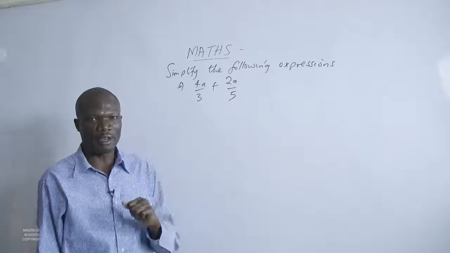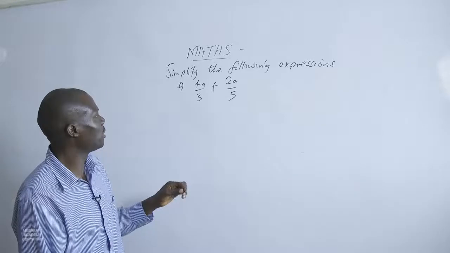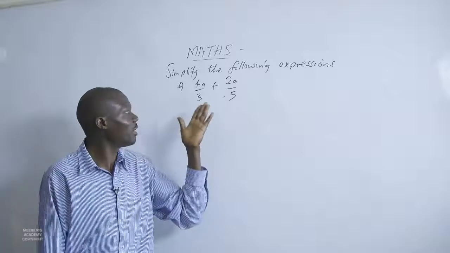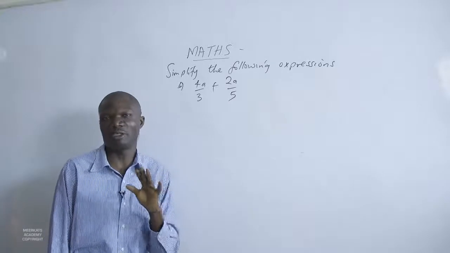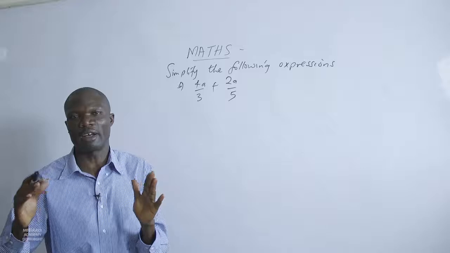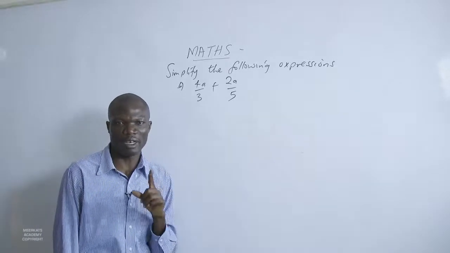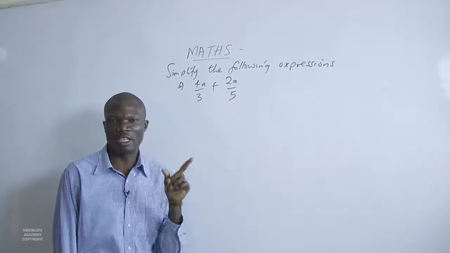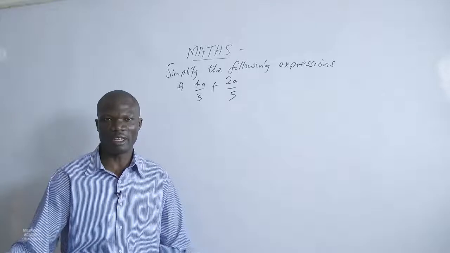Again, simplify. As we go on, we keep on advancing and introducing a new principle. Simplify the following expression, 4a over 3 plus 2a over 5. As I said earlier, we are adding, and if we are adding, check the denominator. Ask yourself, are they the same? If they are the same, proceed. Look at the numerator. Are they like terms? If they are like terms, you add, and there you go.